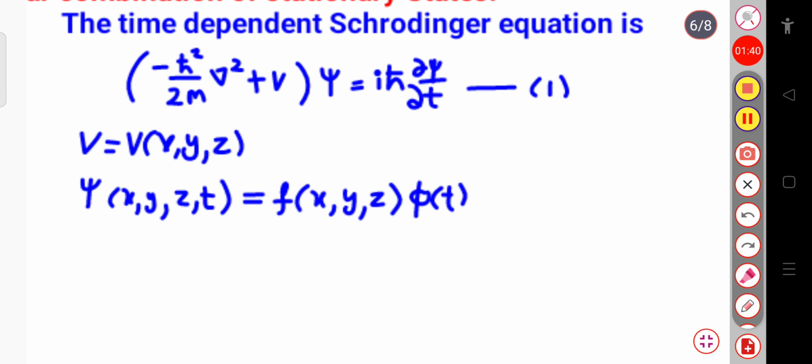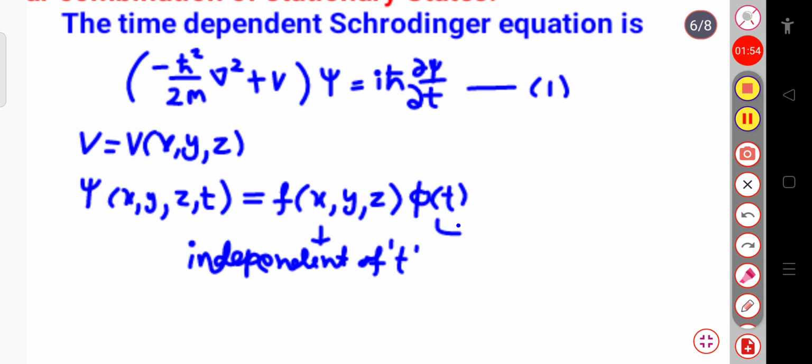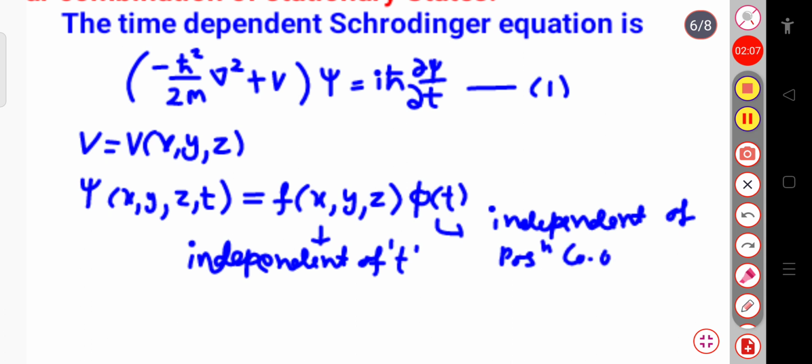Okay, so here this f of xyz is independent of t, that is the time coordinate, and this phi of t is independent of the position coordinate, that is x, y and z. Okay, this is independent of the position coordinates x, y and z.